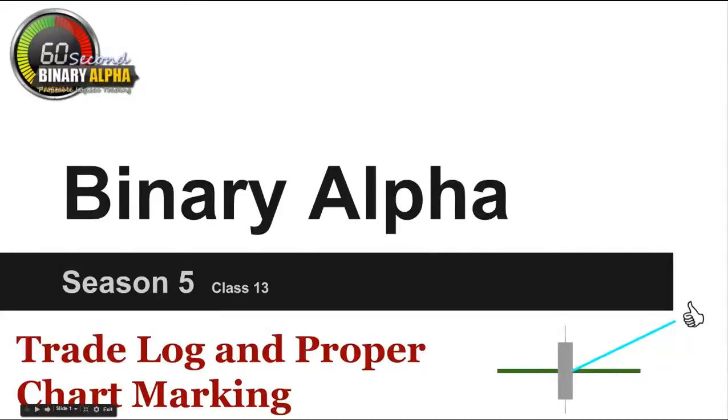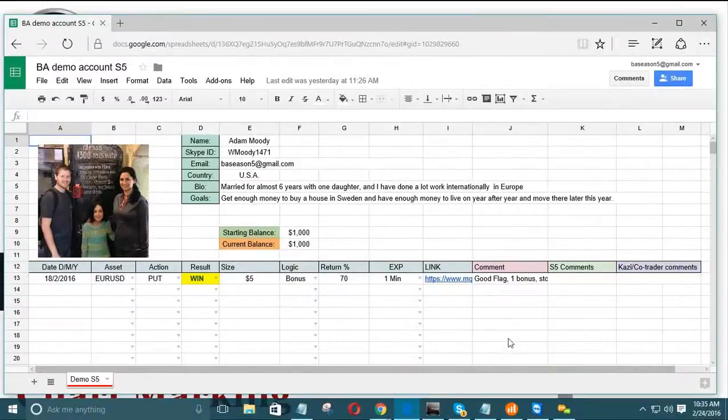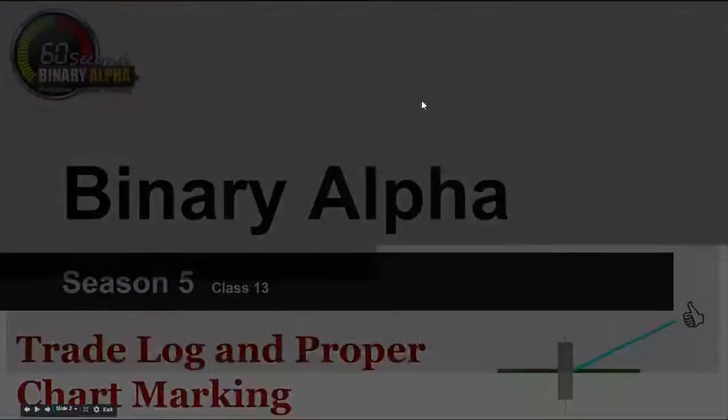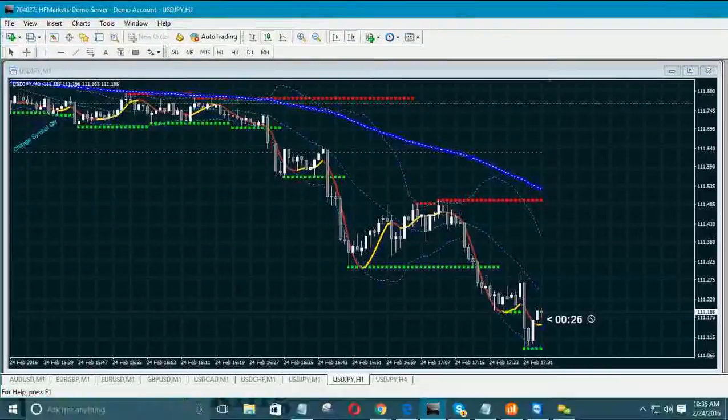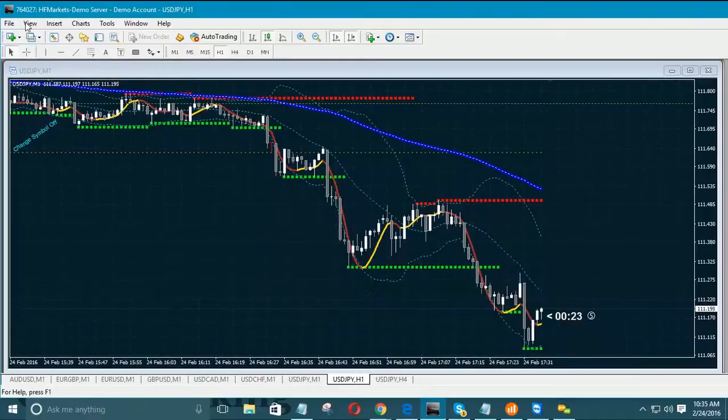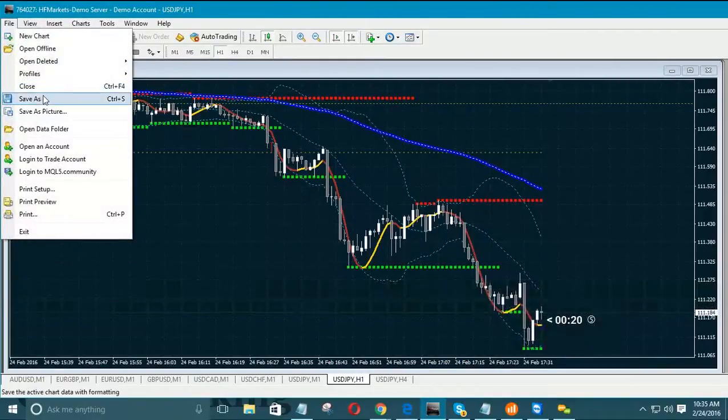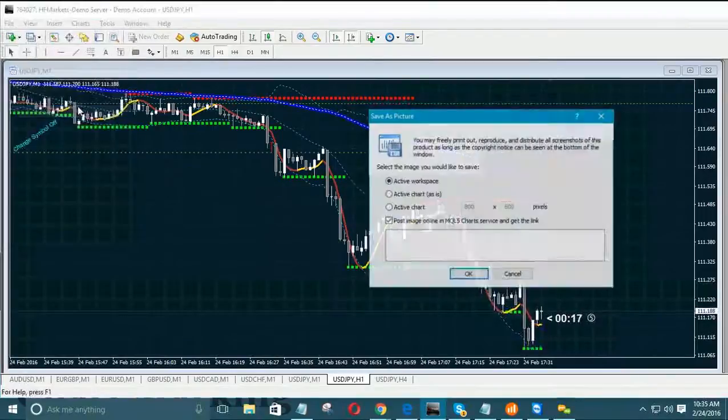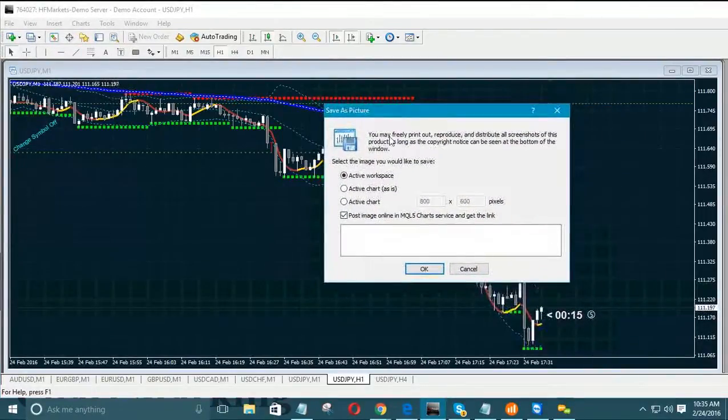Let me look here at the spreadsheet. One of the things that I want to let you guys know about is, we really also want you to not just save your 1 minute chart, but also save the 1 hour chart at the same time. Now, there's a couple different ways you can do this. If you have two screens, pulled out on one MT4, when you click here and say save as picture, it will actually save all the screens you have up.